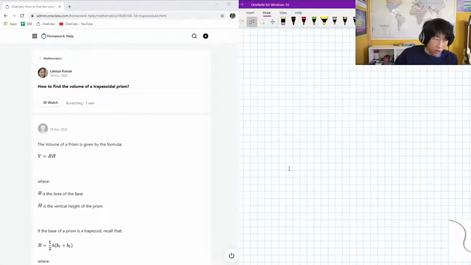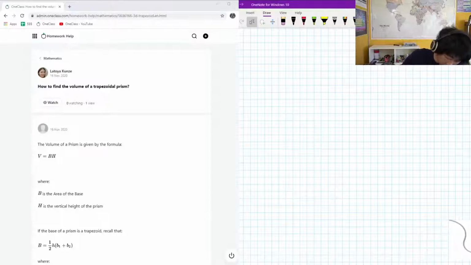Okay, so here we have the next question on the menu today, which is asking us, how do we find the volume of a trapezoidal prism? Okay, so first let's have a nice diagram. Let me draw a diagram of a trapezoidal prism over here.